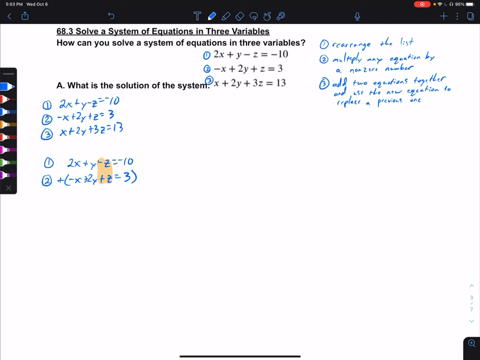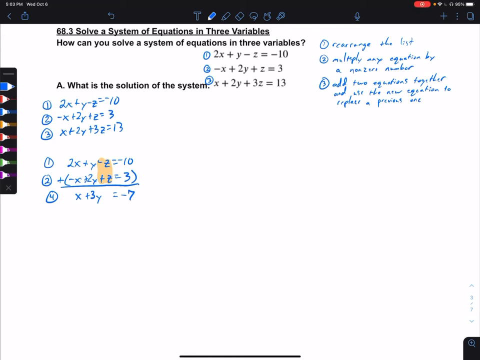So if I add up the equations, 2x plus negative x would be x. y plus 2y would be 3y. The z's drop out, and this would be equal to, negative 10 plus 3 is negative 7. One of the most common mistakes is people sometimes forget to add up the constants on the right, so do be careful with that. I'm going to call this equation 4.